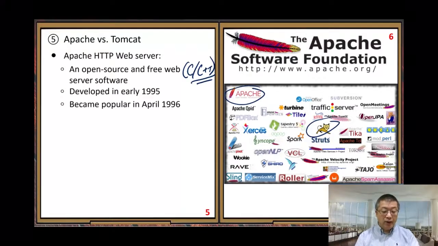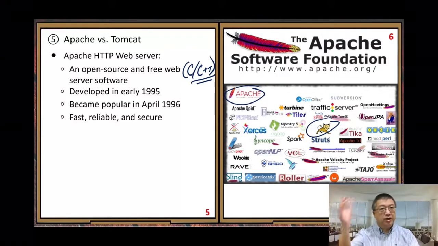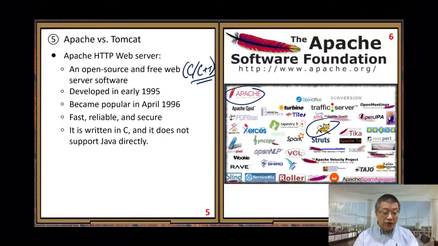It became popular in April 1996. At that time, there were not many good servers, not like right now, with so many great web servers in the market. So at that time, this was the most important web server in the market. It's fast, reliable, and secure. But it only provides basic functionalities, not advanced functionalities. Being written in C, it does not support Java directly, so you cannot run Java programs directly.